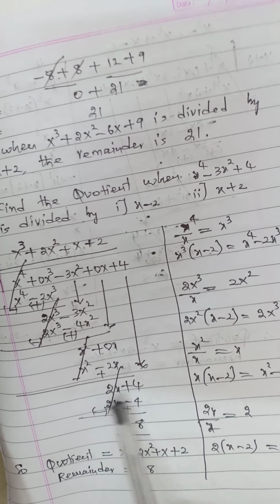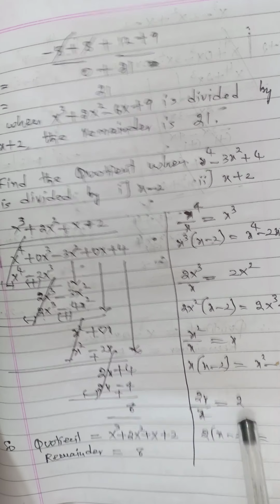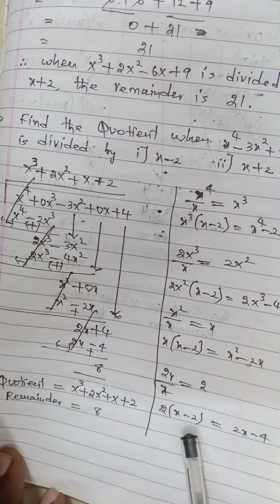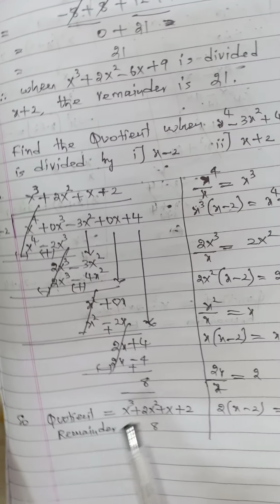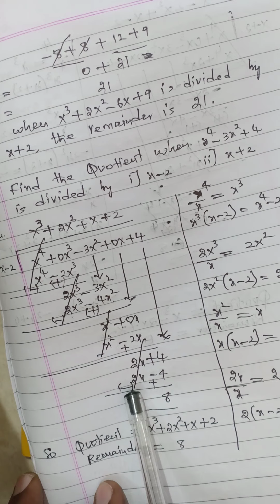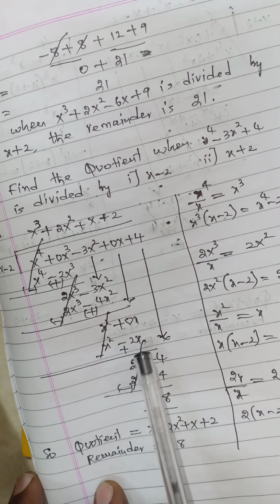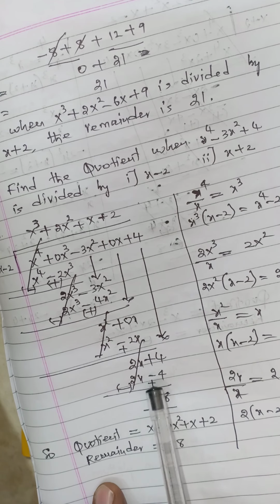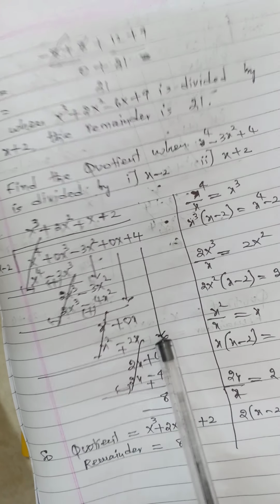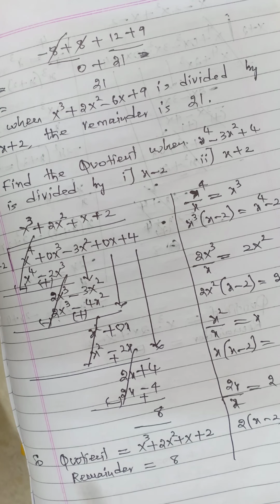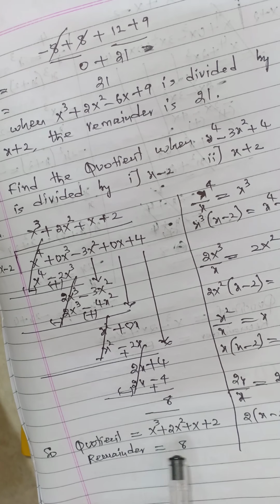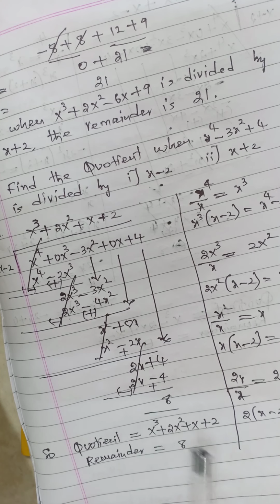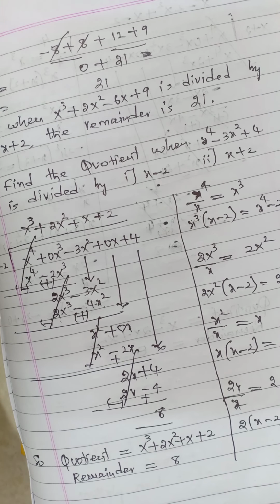Then what is the first term here? 2x. 2x by x is 2. This 2 is to be multiplied with x minus 2. You will get 2 into x minus 2, which is 2x minus 4. So I write 2x minus 4 here. Doing the subtraction, 2x minus 2x cancel, and plus 4, don't cancel this because the new symbol is plus 4. So plus 4 and plus 4 is plus 8. So we write the coefficient as, therefore the coefficient is x cube plus 2x square plus x plus 2, and the remainder is plus 8. So this is the question.